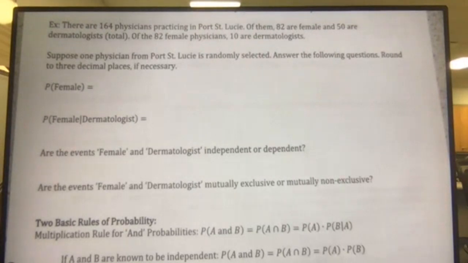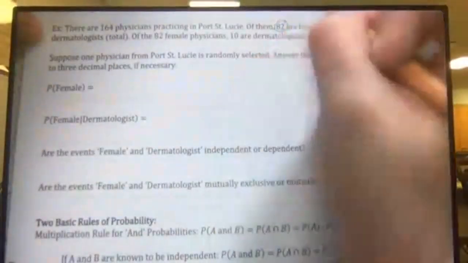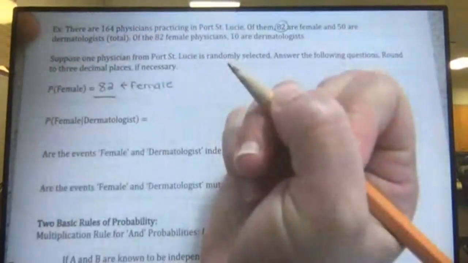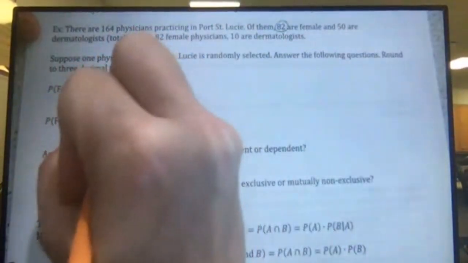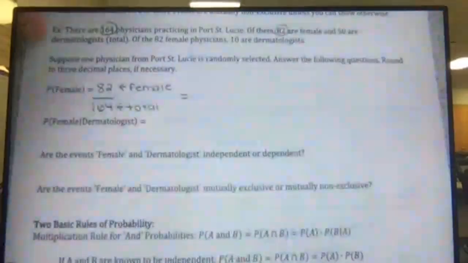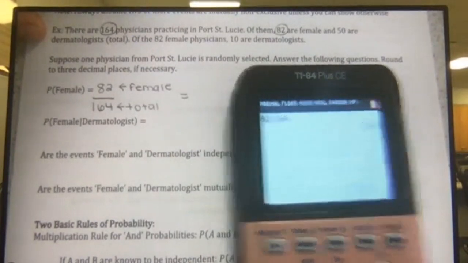Probability of female. How many females are there total? 82, out of how many physicians total? 164. Perfect. So in our calculator, it says round to 3 decimal places. 82 out of 164 will give us 0.5.